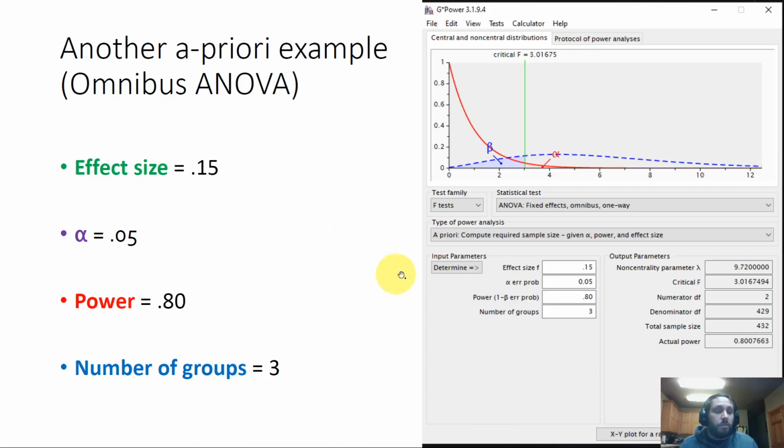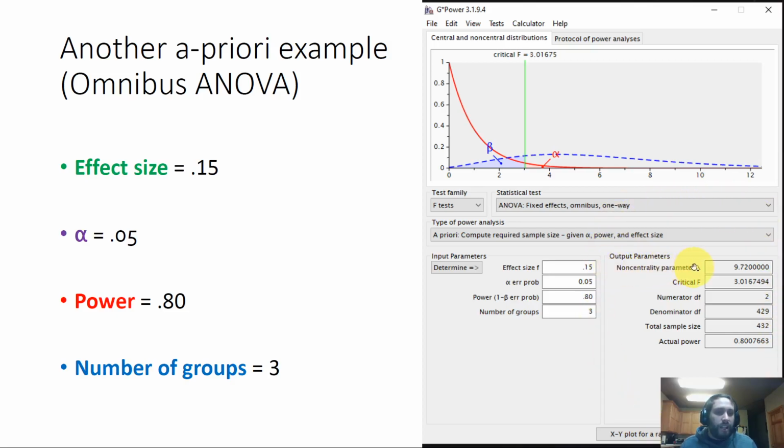So our effect size is 0.15. We have our alpha value set at 0.05. Our power level is 0.80. And then we also have to indicate the number of groups. Remember, this is the actual number of groups. This isn't the degrees of freedom hypothesis anymore, so we're not subtracting one from anything. It does all the work for us, actually. So we have three groups in our model. And then again, on the bottom right, you press calculate. And once you press calculate, you should get an output that looks exactly like this.